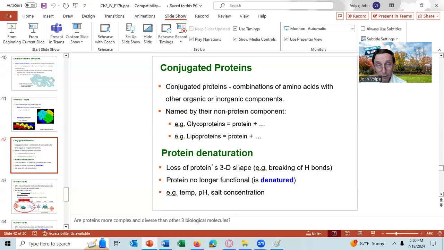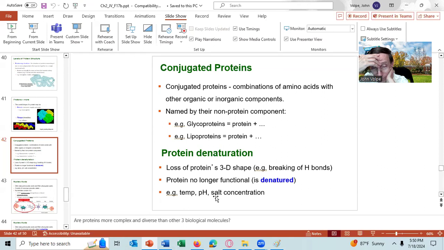Denaturation can happen when the protein is in the wrong environment, such as the wrong temperature, the wrong pH, the wrong salt concentration. An example of this is when you crack an egg and you pour the egg white onto the pan, and then you heat up the pan, you're denaturing the protein of the egg whites.